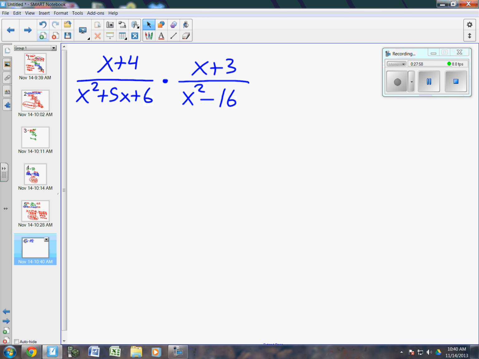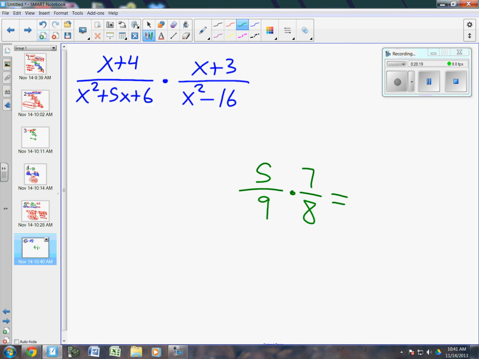Okay? Now, when you multiply two fractions together, let's go back to this. Let's go 5/9 times 7/8. When you multiply, all you have to do is multiply numerators together, right? 5 times 7 is 35. 9 times 8 is 72. Okay? There's your answer.